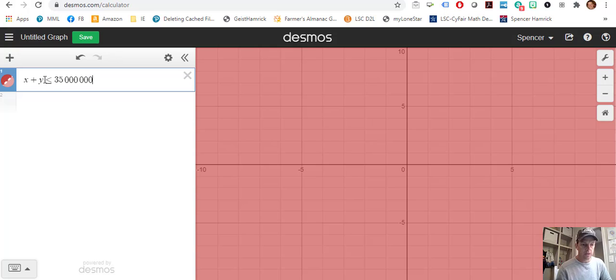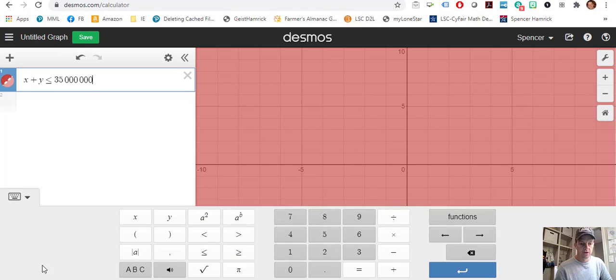What I did to get less than or equal to, by the way, is you type the less than symbol using your keyboard, and then you can press the equals key and it'll do that. But also down here there's a button palette where you can get less than or equal to and square root and all these other things that may come up as you need.